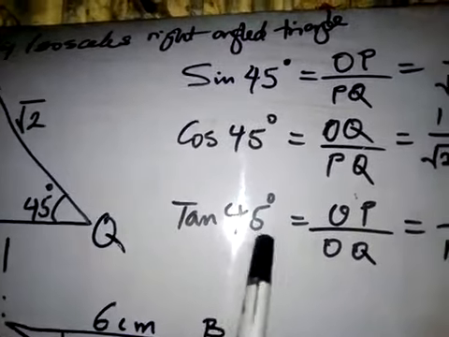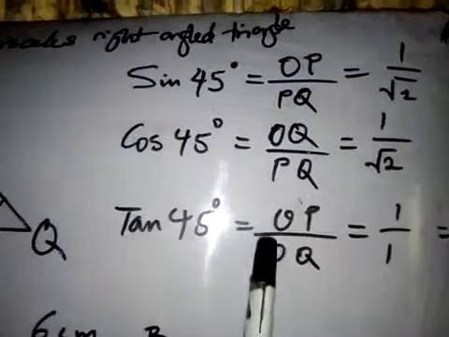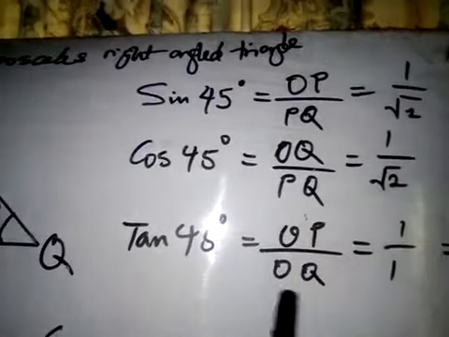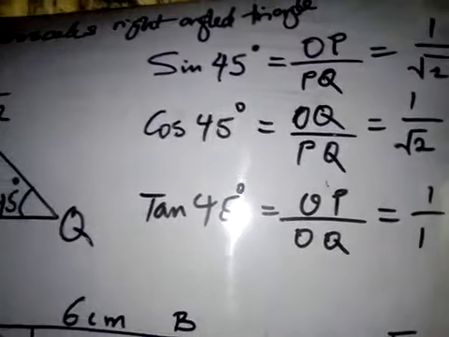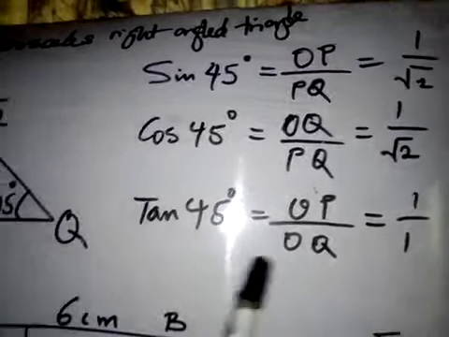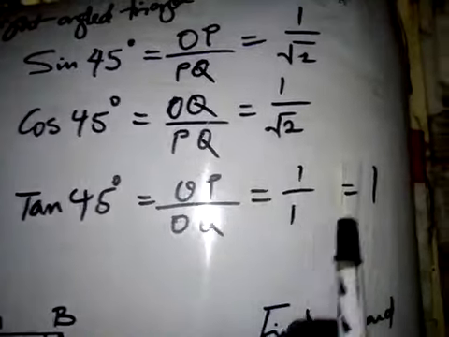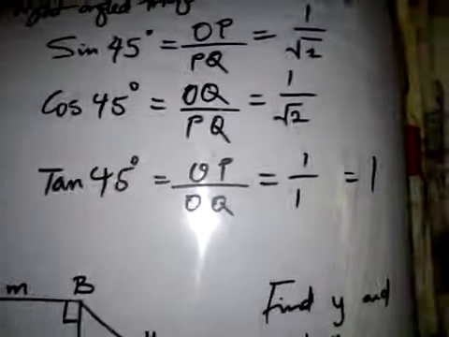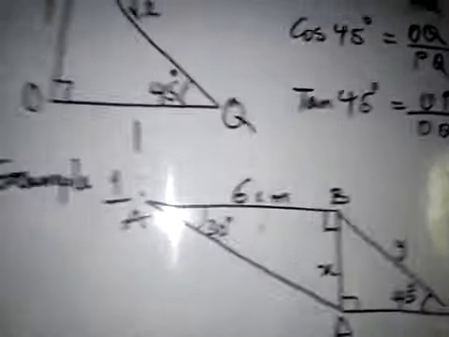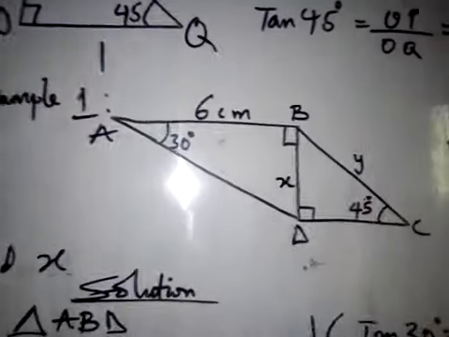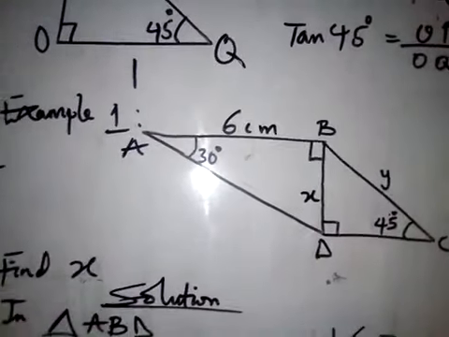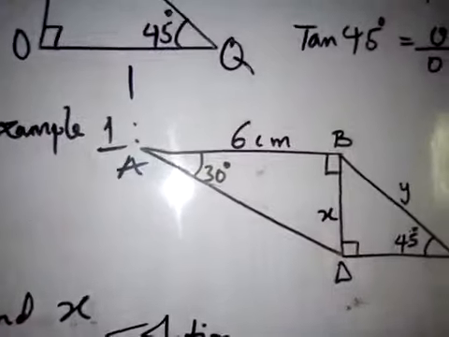What will tan 45 be? Tan 45 will be opposite over adjacent. So our opposite is OP and the adjacent is OQ, which is 1 over 1, equal to 1. So tan 45 is 1. So let's consider this example quickly, so that we can apply what we have learned so far.